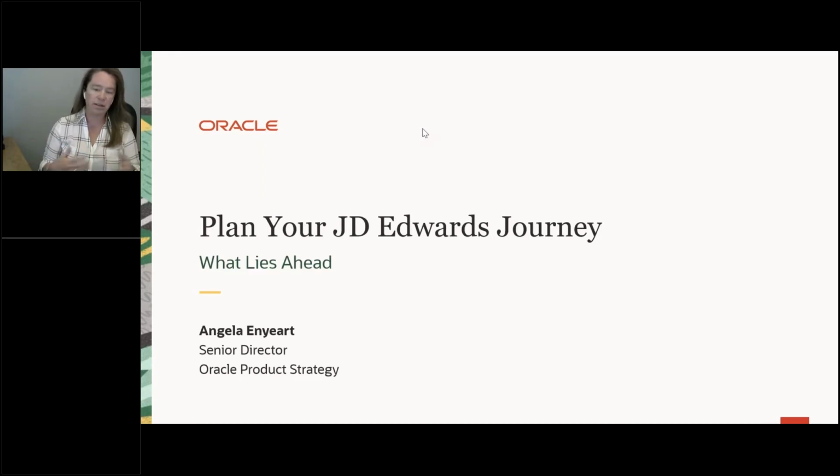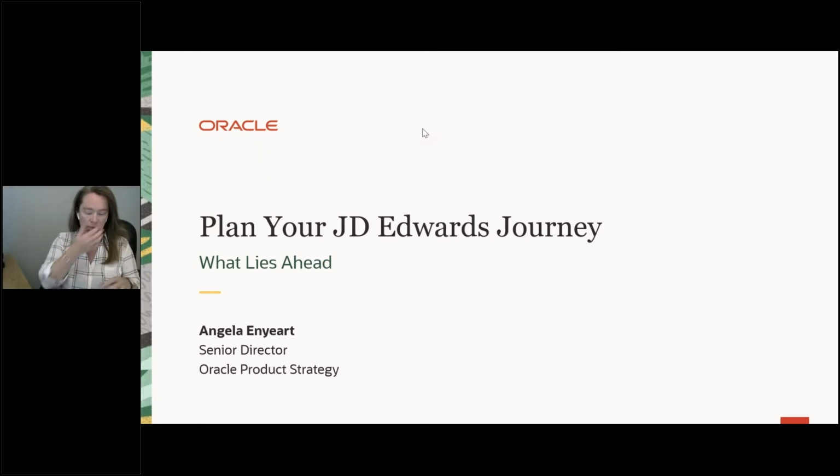Since I have experience on both sides, I can do some translation for what does something mean in JD Edwards and what does something mean in Fusion. And so I'm going to refer as a shorthand to Fusion, which is the SaaS-based ERP solution that is now available from Oracle. So it's the ERP in the cloud.